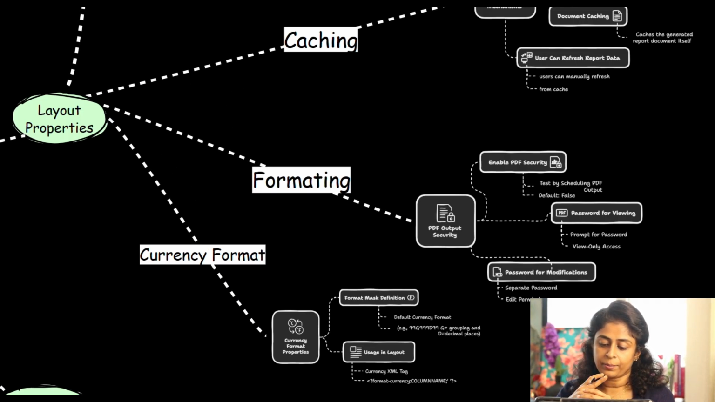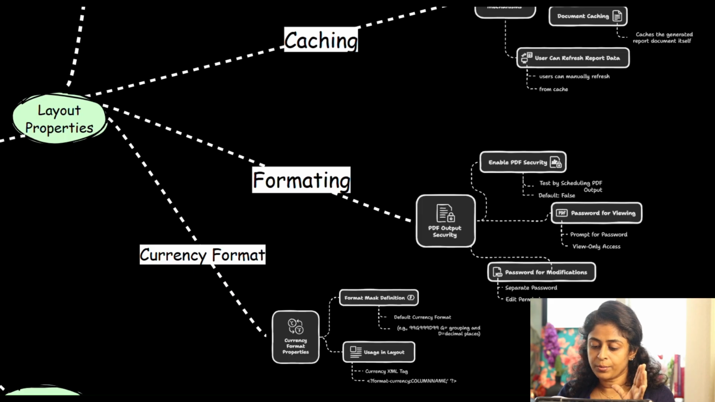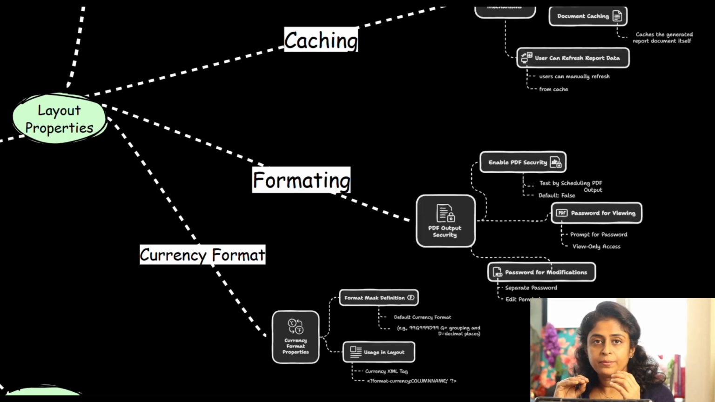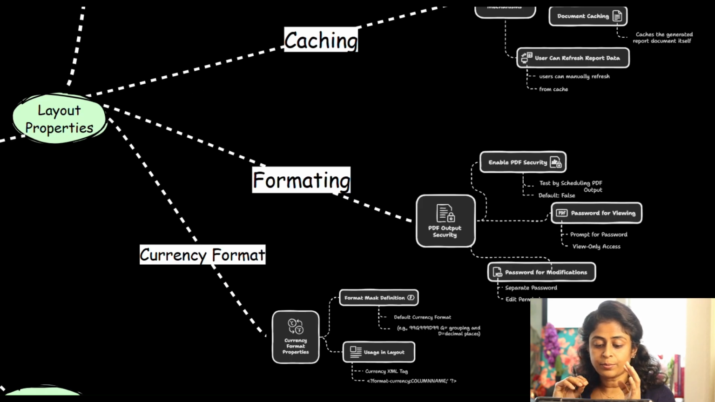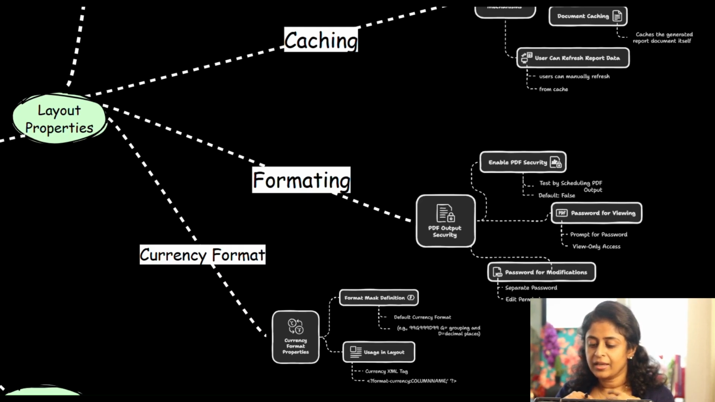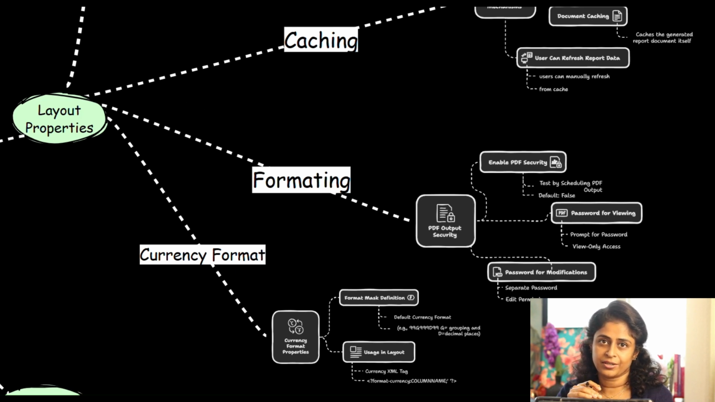Formatting and currency property. Formatting property gives you precise control over the output format, especially for PDF security. You can password protect the PDF outputs. This is perfect for sensitive documents like bank statements or payslips. The system even allows separate password for viewing versus modifications.